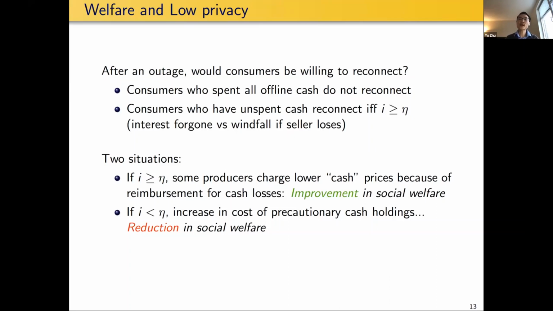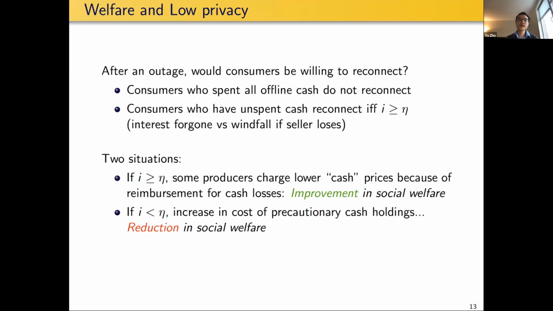As producers realize they have an extra insurance, even if they lose a device, they can get the cash back, they will reduce the price of their goods. This reduces how much money or cash the consumer would need to bring in. Under certain parameters, this increases consumption and will improve social welfare.